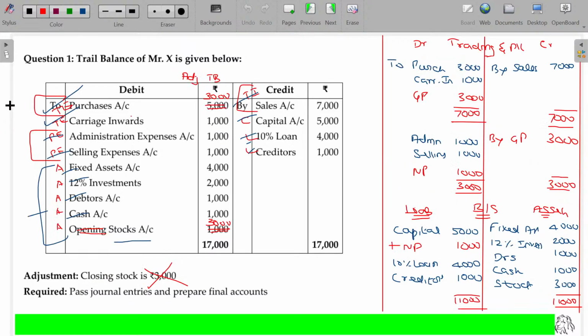Now, the transfer entry for these two. These two debit items are going to be cancelled on transfer. So it should be credited, and where it is going to be recorded, that account is going to be debited here. Trading account is debited. Trading account debited to purchases, to carriage. The value being 3000, 1000, 4000.